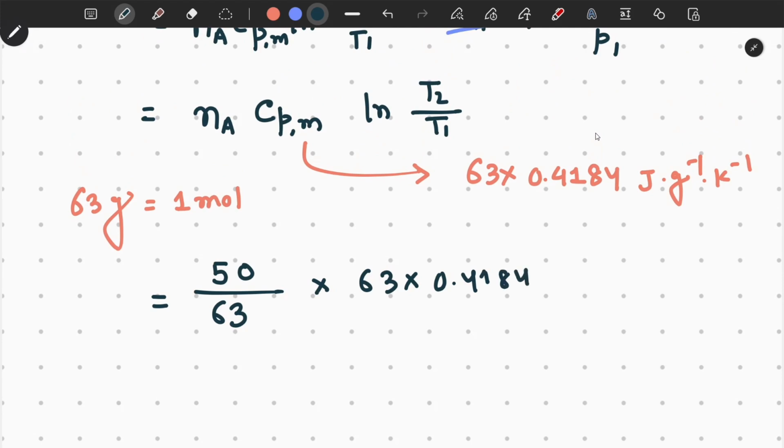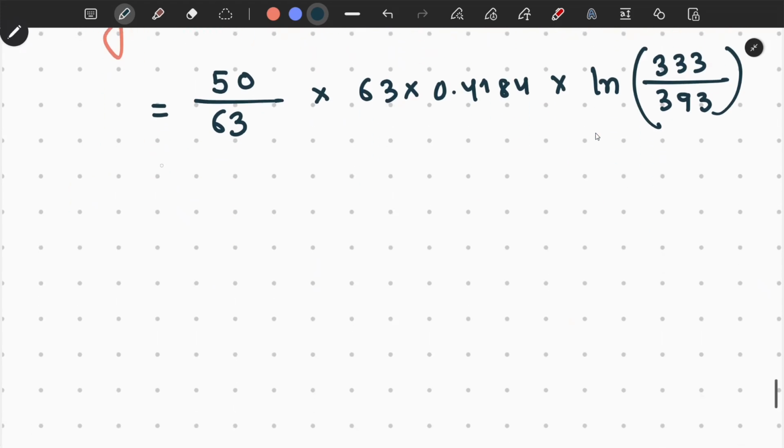Do you understand it? Yes, it is mass into Cp. In general, it is N CPM, where N is mass by capital M, and it is M into small s. From there, it is ln T2 by T1. T2 you have already calculated, 333, the final temperature. The initial temperature for A was TA, so it should be T by TA, and TA was 393. So calculate it. What will be the answer?